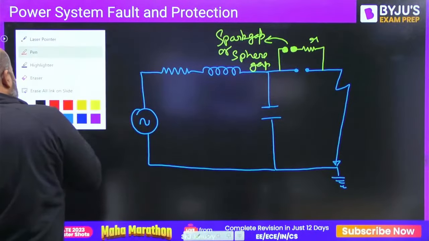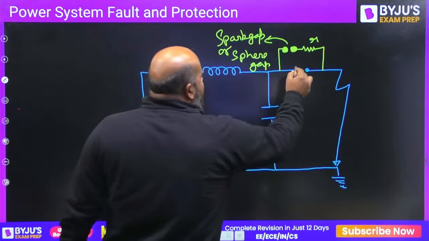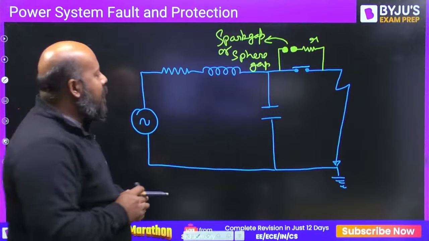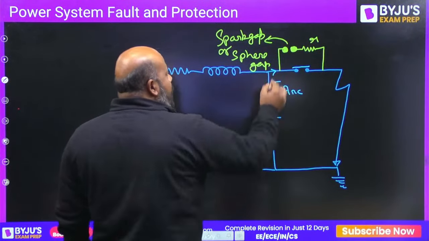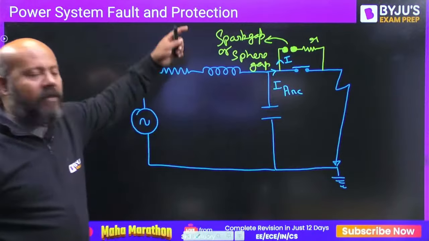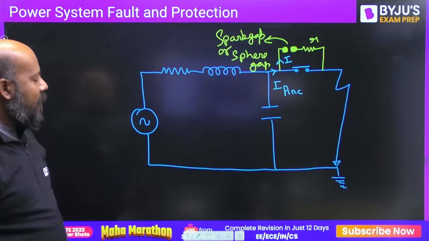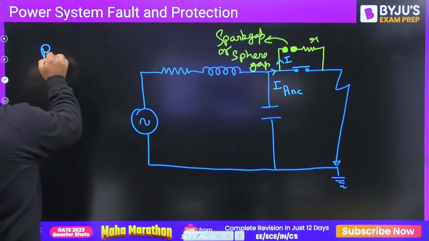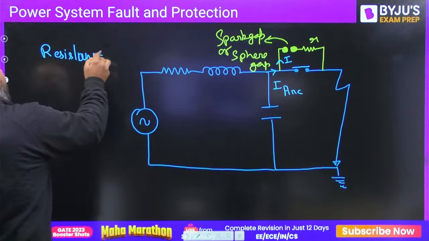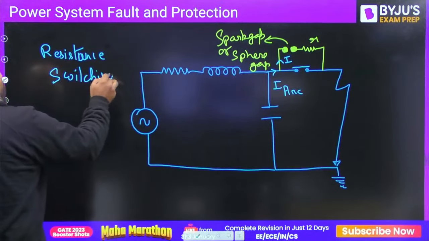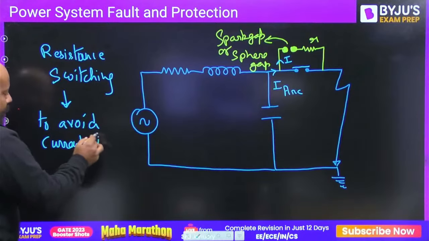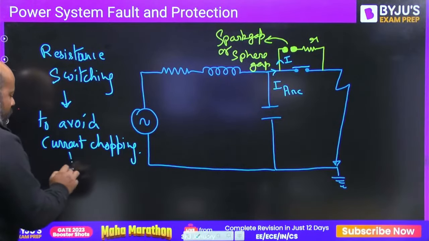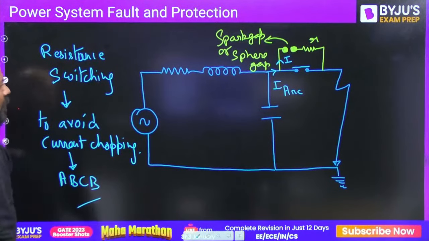So whenever there is a high electric field across the contacts of the circuit breaker, what will happen? The arc current here is going to be diverted through this resistance, and the circuit breaker contacts are going to be saved. This is called resistance switching. Why is it used? To avoid current chopping phenomena, and basically it is used for air blast circuit breakers, because current chopping phenomena is going to be very severe in case of air blast circuit breakers.